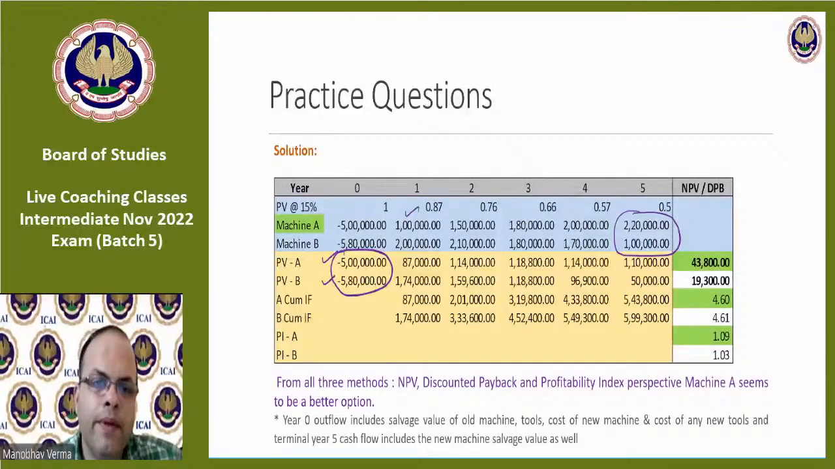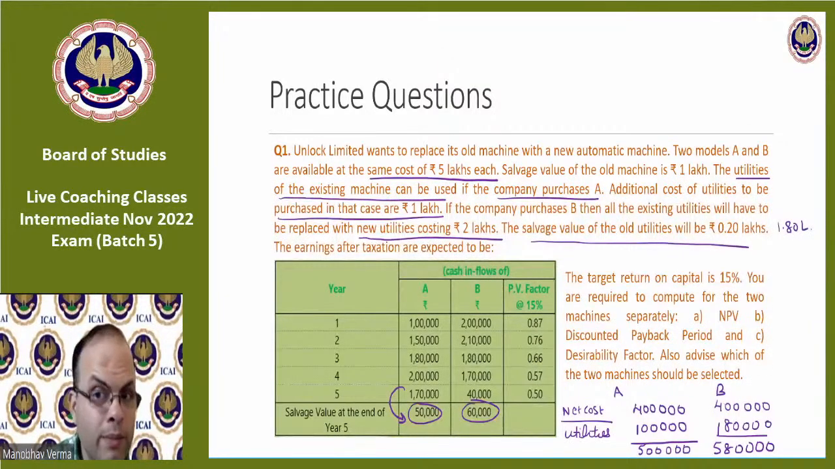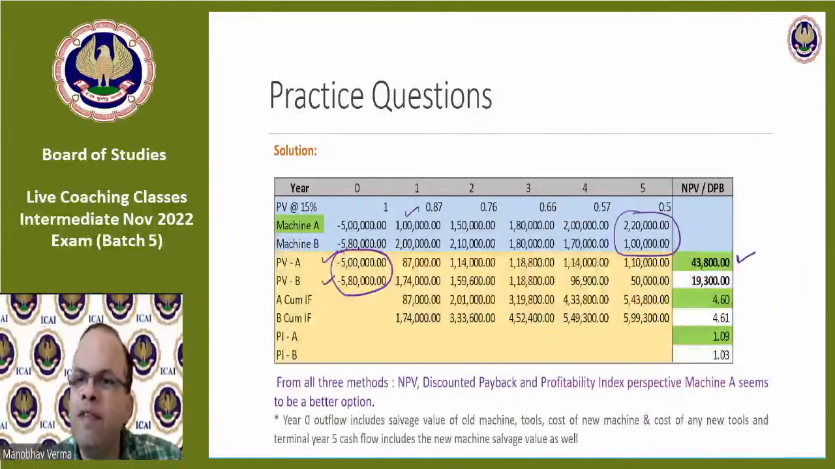So basically, what we need to consider is that yes, project A is having a 43,800 NPV. Project B is having 19,300. Hence, project A is selected as far as the NPV is considered. The second requirement was discounted payback period and desirability factor as well. Now, desirability factor is very simple. We divide the present value of the inflows by the outflows. So we get 1.09, again for project A.